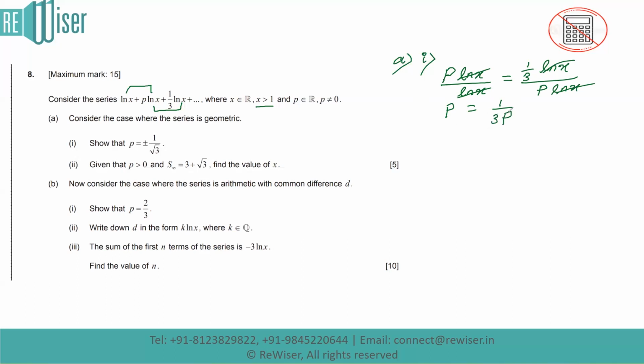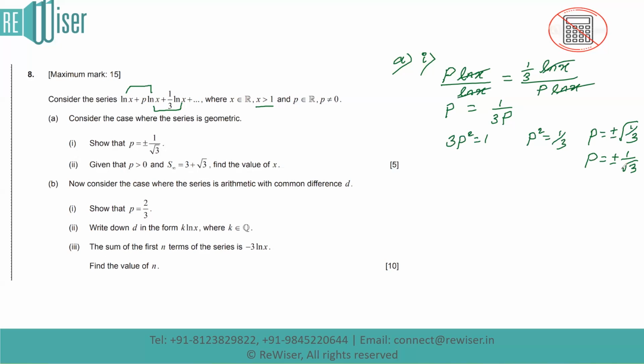When 1 over 3p goes to the other side, it's going to be 3p square equals 1, and p square would be equal to 1 over 3. And whenever the square goes to the other side, it's not just the square root, it will become plus or minus square root of 1 over 3, which we can also say as plus or minus 1 over root 3. And this is what we need to prove.